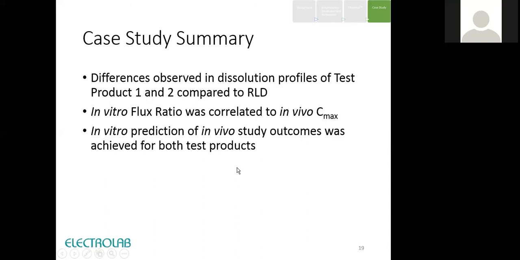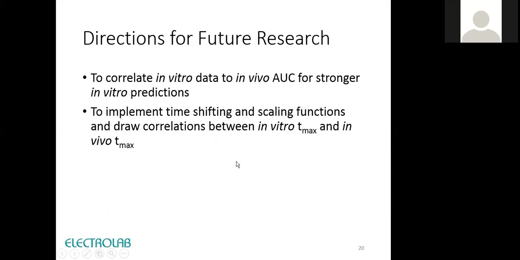Now we know that in vivo Cmax is one of the in vivo parameters, and along with that AUC and Tmax are two other important parameters. As directions for future research, we would like to correlate, and we're working on correlating, the in vitro data to in vivo AUC data to achieve stronger in vitro predictions. We are also implementing time shifting and scaling functions, and drawing correlations between the observed in vitro Tmax and the observed in vivo Tmax.